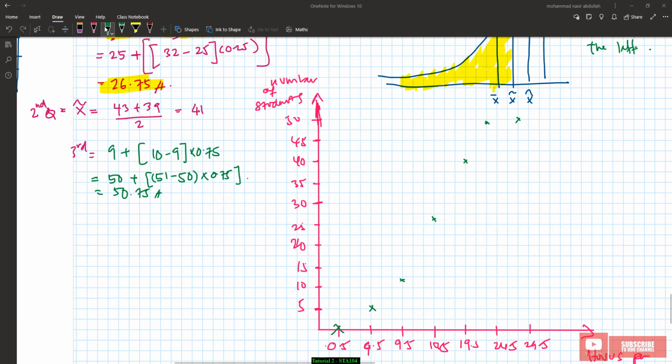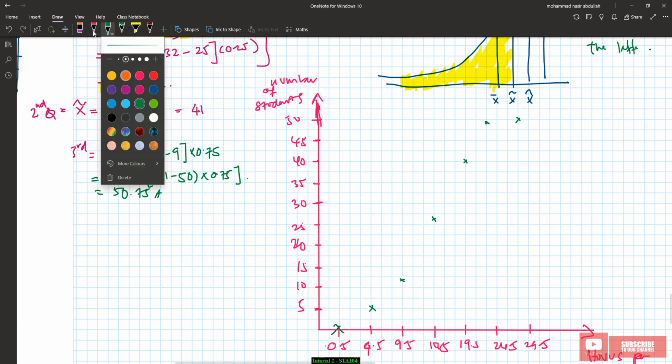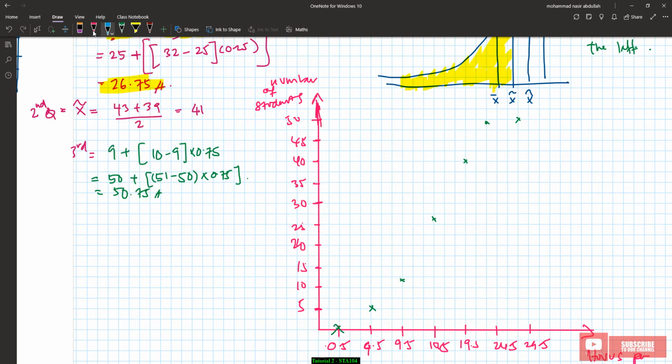Right. Then you just need to connect the line. If you are using a graph paper, then you will see the line is sharper and more accurate. Right. So don't forget your title.